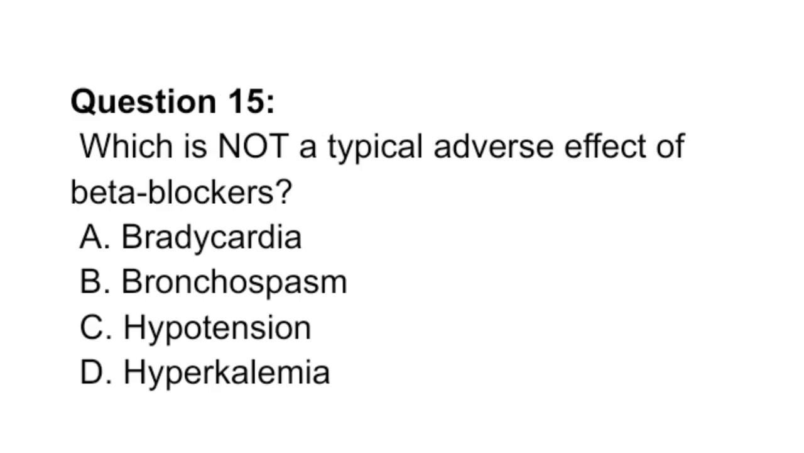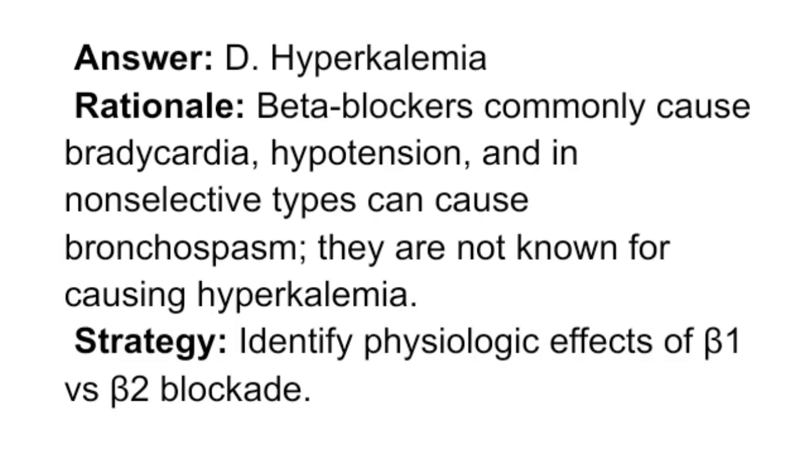Question 15. Which is not a typical adverse effect of beta blockers? A. Bradycardia. B. Bronchospasm. C. Hypotension. D. Hyperkalemia. Answer: D. Hyperkalemia. Rationale: beta blockers commonly cause bradycardia, hypotension, and, in non-selective types, bronchospasm. They are not known for causing hyperkalemia.